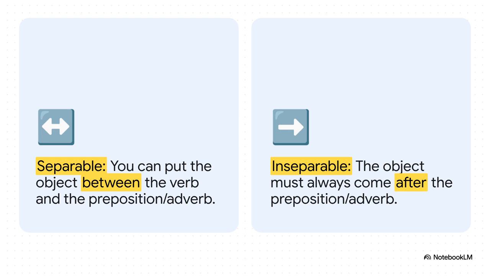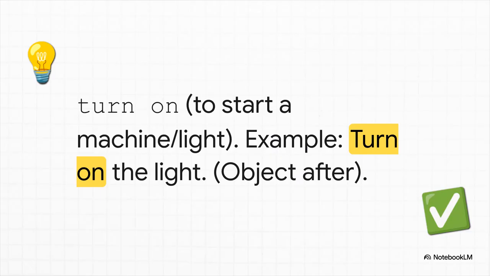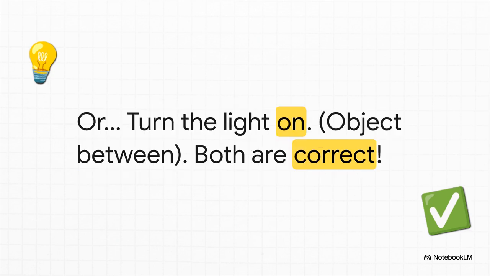Let's see what that actually looks like. So let's take a really common separable verb, turn on. You can put the object after the phrase, just like this, turn on the light. Simple, totally correct. And here's the cool part, because it's separable, you can also split it up and stick the object right in the middle. Turn the light on. Both are 100% correct, and that flexibility is what it's all about.